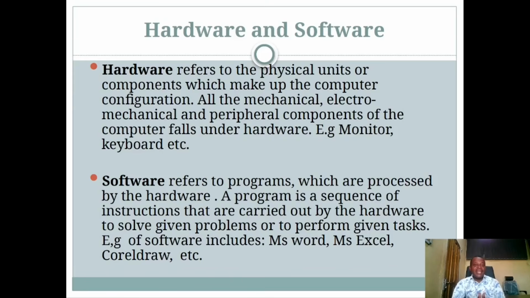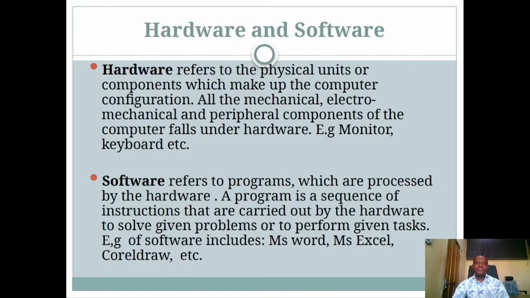All the mechanical, electromechanical and peripheral components of the computer fall under hardware. Examples include monitor, keyboard, mouse, etc. So the physical part of the computer system that can be felt and touched are considered as hardware.